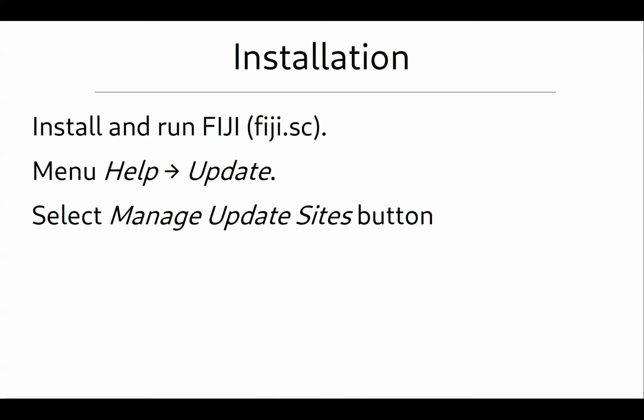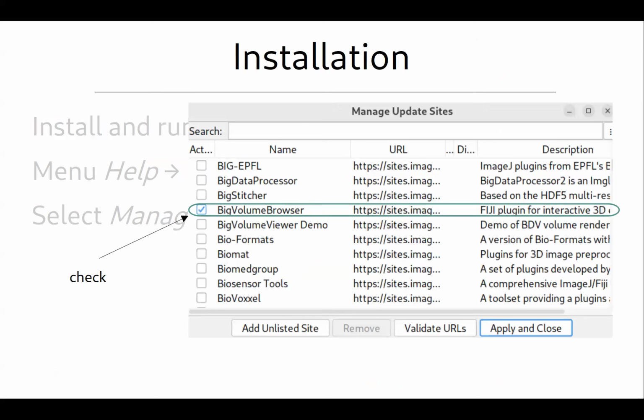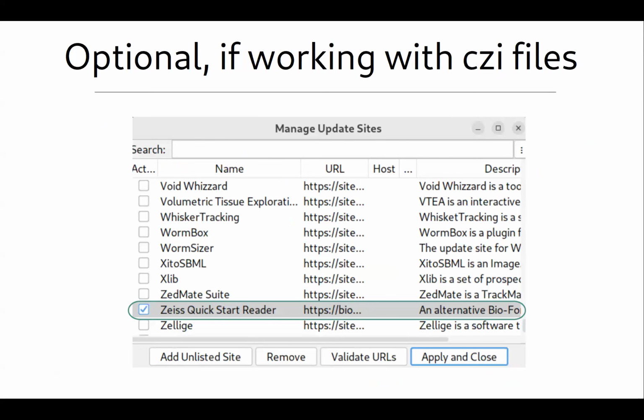Okay, so we're going to go quickly through the installation. This is a FIJI plugin, so you need to install FIJI, and then use the standard update sites. If you know how to do it, there is an entry for BigVolumeViewer, so you need to check it. In principle, if you work with Zeiss CZI files, I also usually advise to install the Zeiss Quick Start Reader from Nicolas Chiaruttini. It really helps to load things faster.